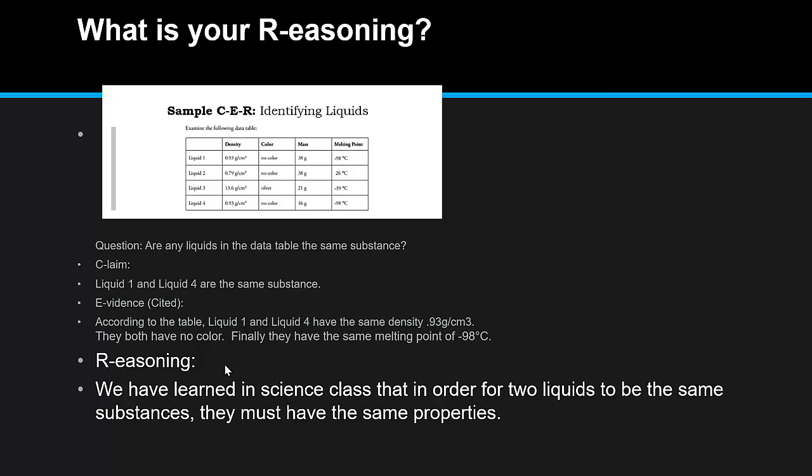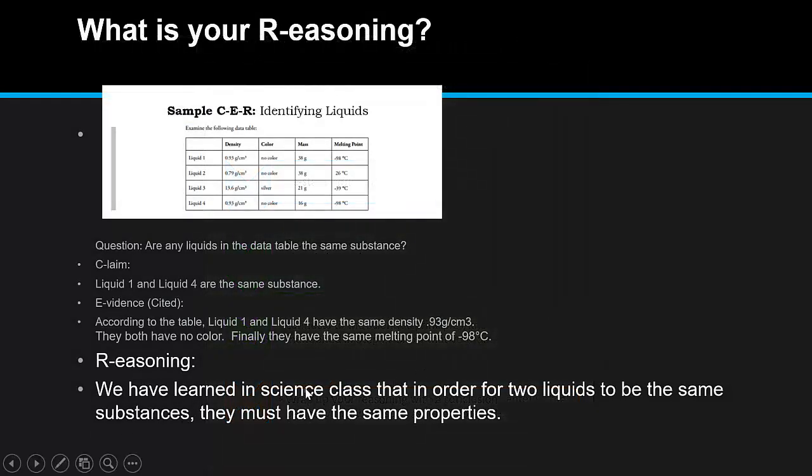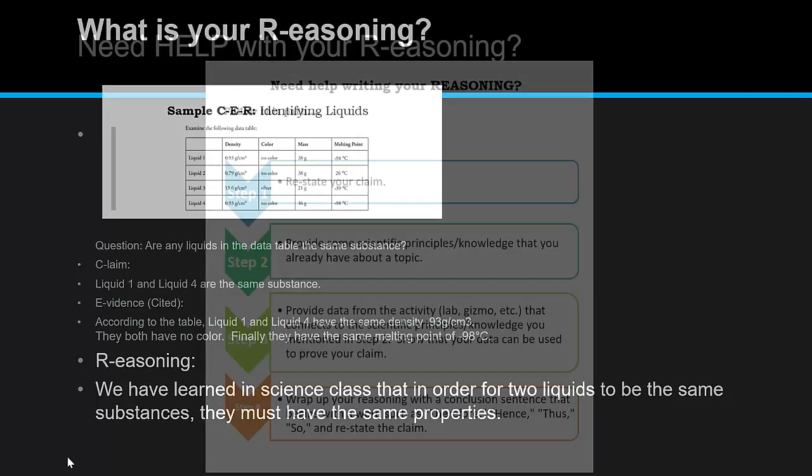So let's put this all together. If you need help with reasoning, come back to this chart. Step 1, you're going to restate your claim as you think about your reasoning. Step 2, you're going to provide some scientific principles or knowledge that you have about your topic. So our knowledge is, we learned in science class that in order for two liquids to be the same substance, they must have the same properties.